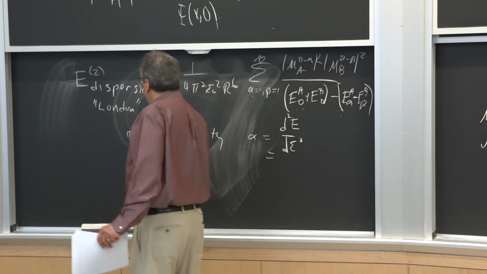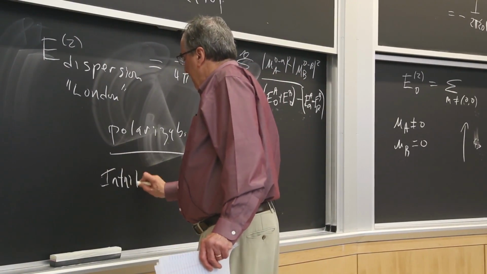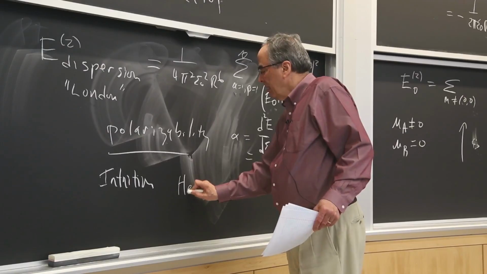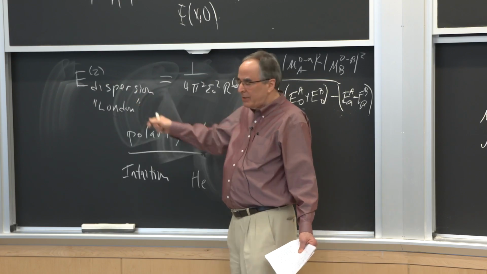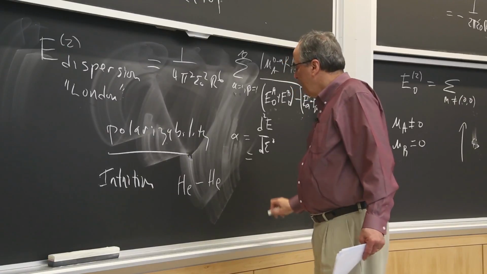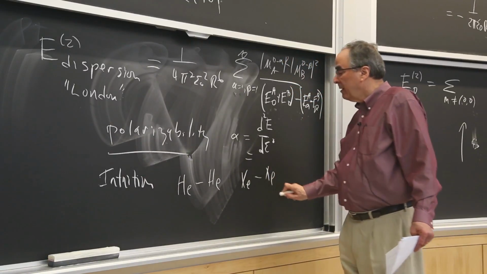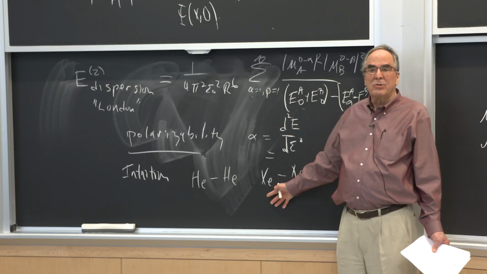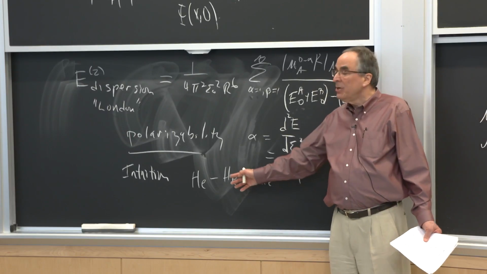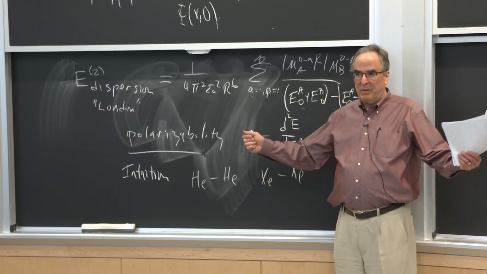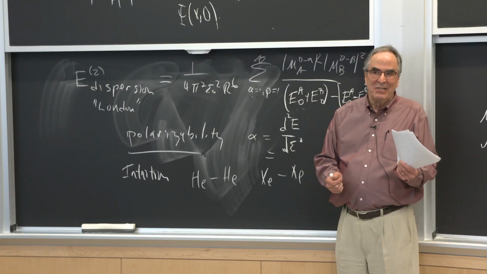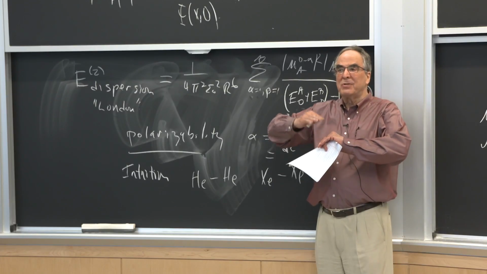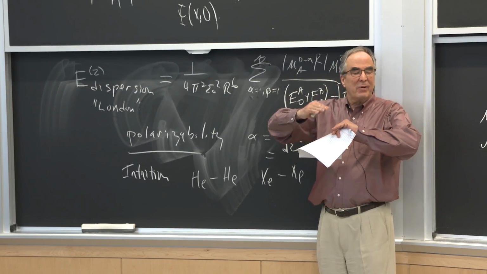So now here we come with intuition. If I asked you to tell me the van der Waals, or the dispersion interaction between helium and helium, and compare that to xenon with xenon, would you be able to tell me? So which one is stronger? Which pair of inert gases is stickier? Xenon, right. Why? Because the energy denominator for the first excited state is much lower for xenon than for helium.